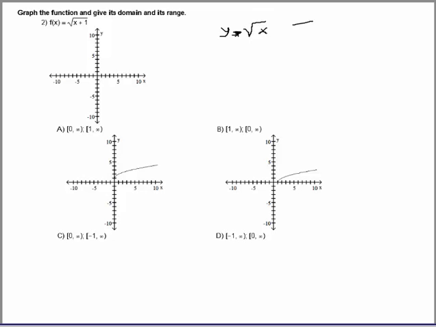So let's take a look at a couple of points here on the graph. If x is equal to 0, what is y? Anybody? 0, okay? If x is equal to 4, what is y? If you guys have a microphone, you can respond by talking. If x is equal to 4, y would be equal to what? Square root of 4.